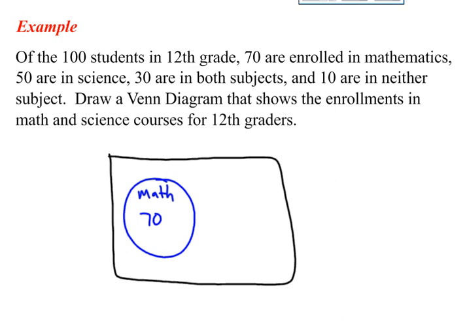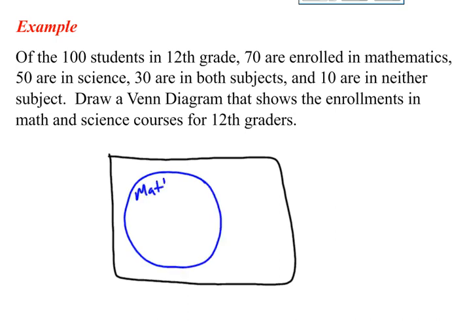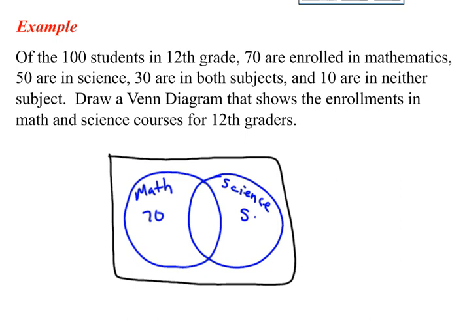Now watch how things are going to change as we go. Then we have a circle that represents science. And you know what? I have to make my circles a little bit bigger here, just so I can fit everything in. Math, 70 students, 70 seniors took math. Then we have science. And 50 are in science. But they tell us 30 are in both subjects.